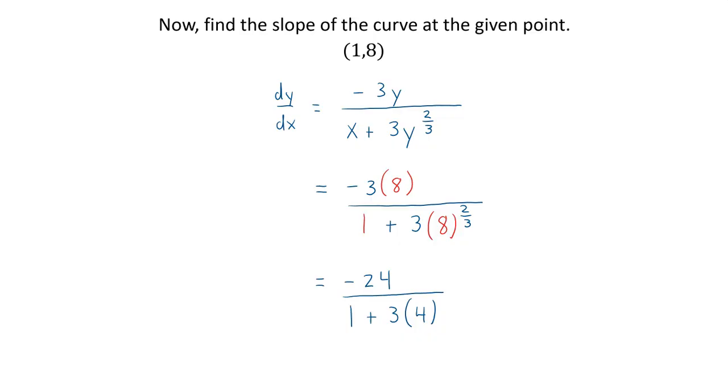Negative 3 times 8 in the numerator is negative 24, and that's over 1 plus 3 times 8 to the 2/3 power. 8 to the 2/3 power is the same thing as the cube root of 8 squared. The cube root of 8 is 2, and if we square that, we get 4. So in the denominator, we have 1 plus 3 times 4, which simplifies to 13, giving negative 24/13. So the slope of the curve at the point (1, 8) is negative 24/13.